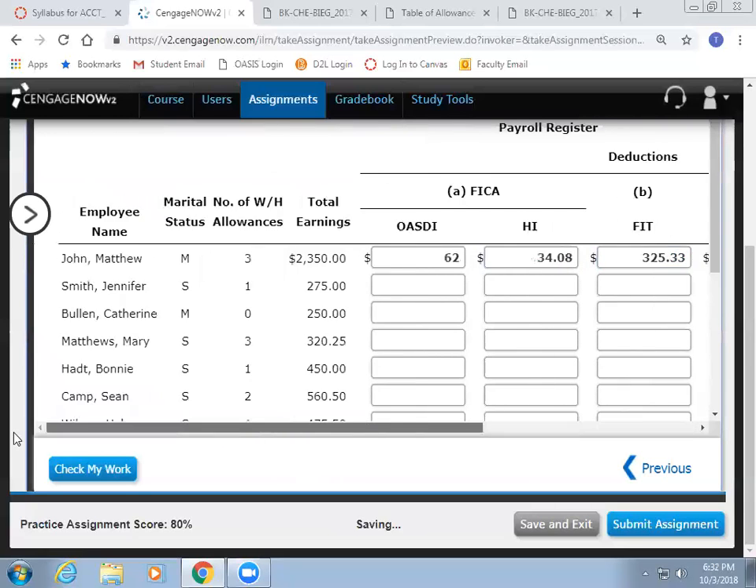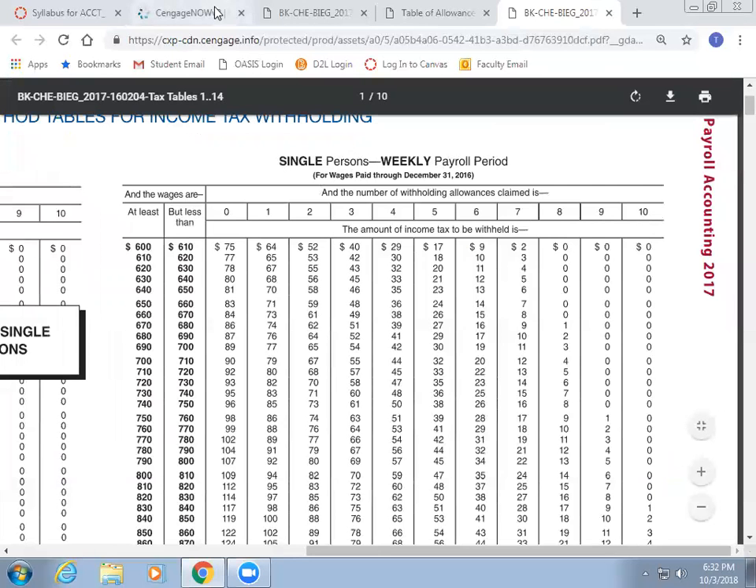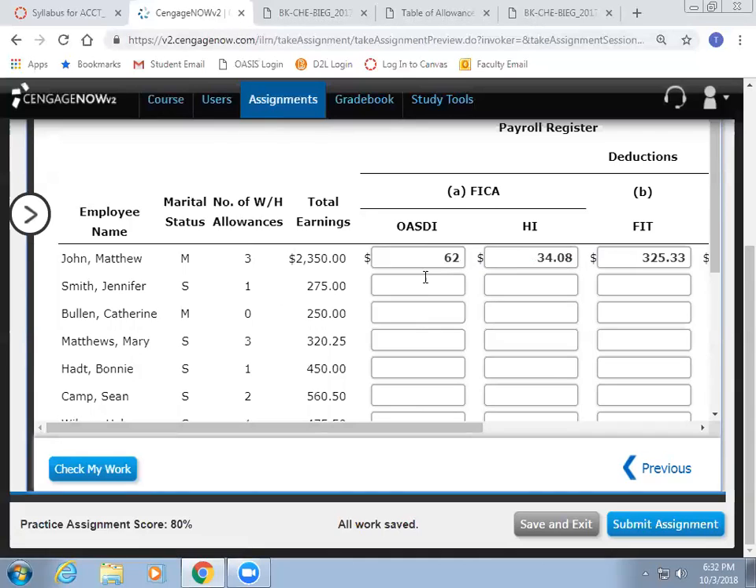For like Jennifer Smith, you can use the wage bracket method. I guess we need to calculate the FICA taxes first. So for Jennifer Smith, she's single with 1 allowance. Total earnings are $275 for the week. So 6.2% of that is $17.05. And Medicare is $3.99.